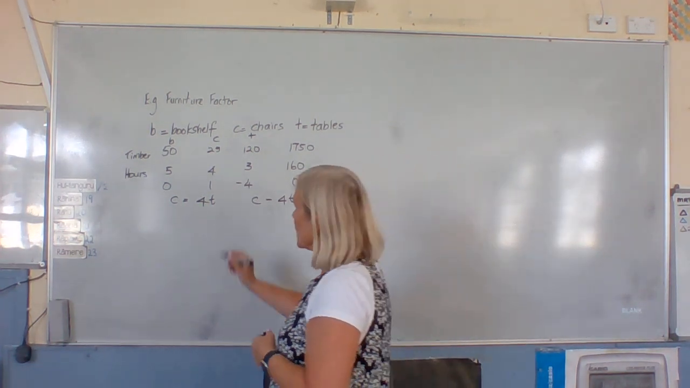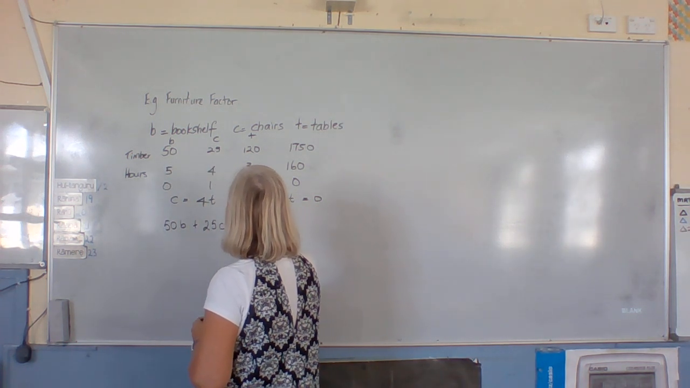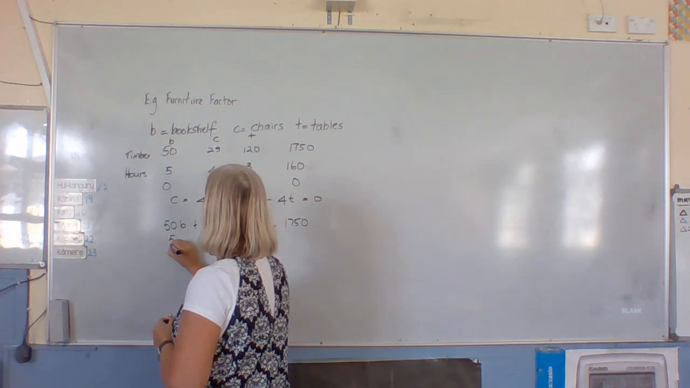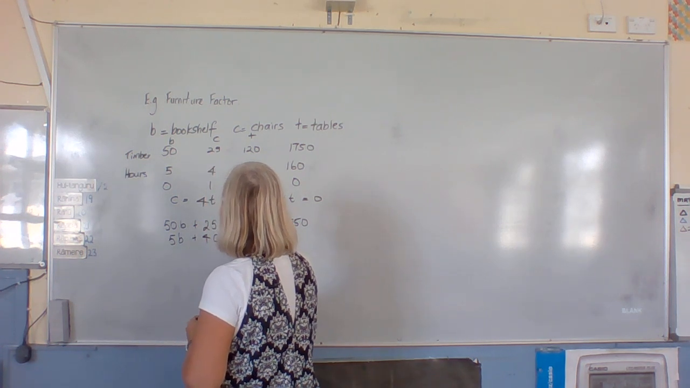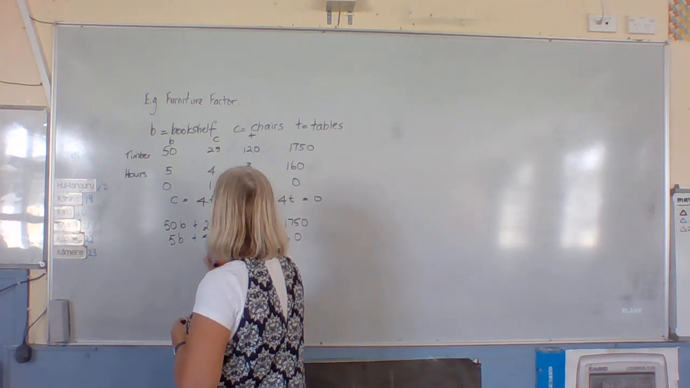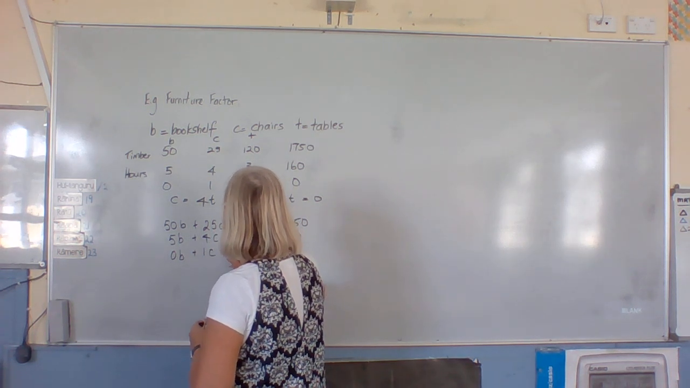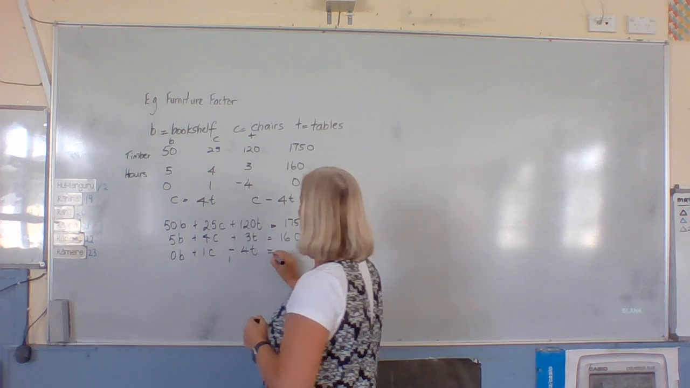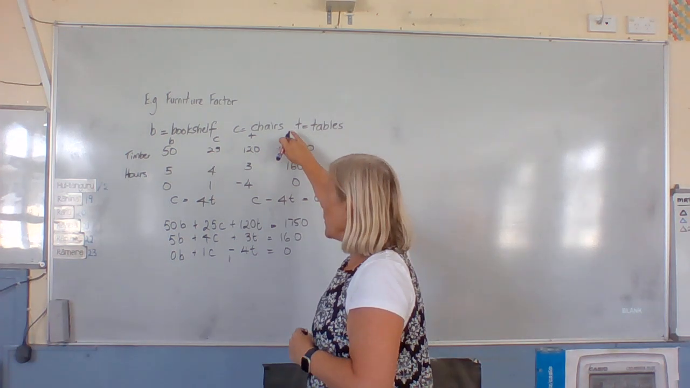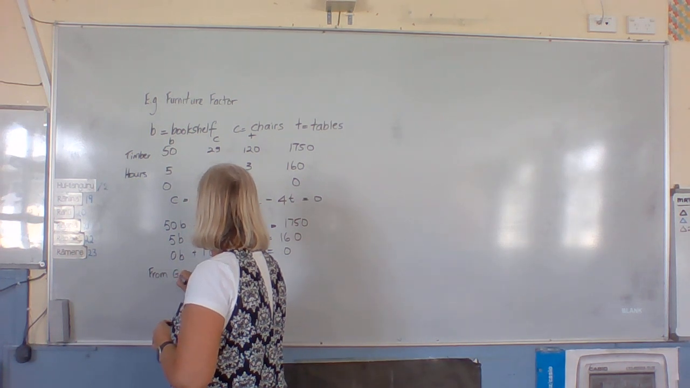That now gives us our 3 equations, which of course to pass the standard, we have to write as equations. So we're going to write them as 50B plus 25C plus 120T equals 1750. 5B plus 4C plus 3T equals 160. And I'm going to put no B's just so that I remember to put it in my calculator correctly. And minus 4T equals 0. All right? So to pass the standard, defining the variables, writing the equations from graphics calculator, we're going to put it in our graphics calculator.